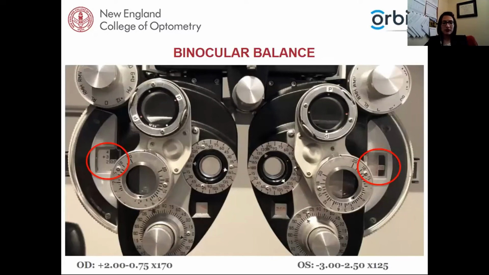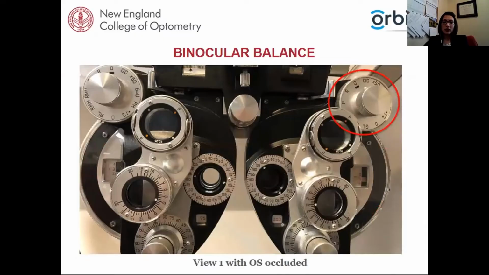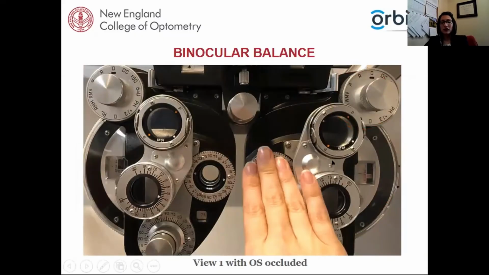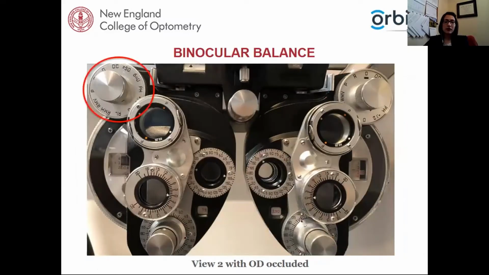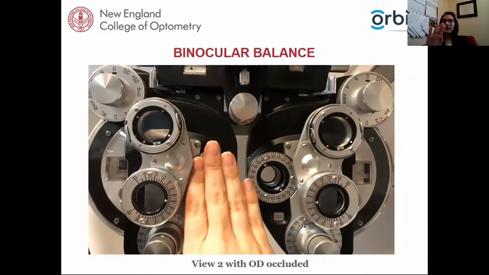If we were to add +75 to each of the eyes, we say this is view 1, where you occlude the left eye, and you can occlude it in the phoropter, or you can just cover with your hand, which is usually what I'll do because it's quicker. So view 1 with the right eye open, view 2 with the left eye open. I find it easier just to cover one eye with my hand and then the other, as opposed to opening up and then closing. So view 1 versus view 2.